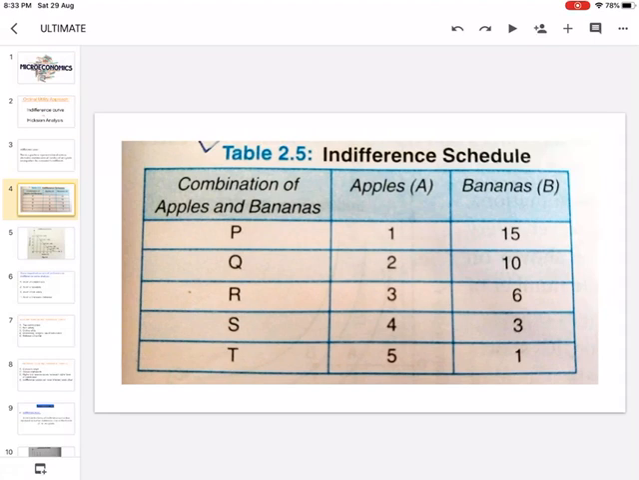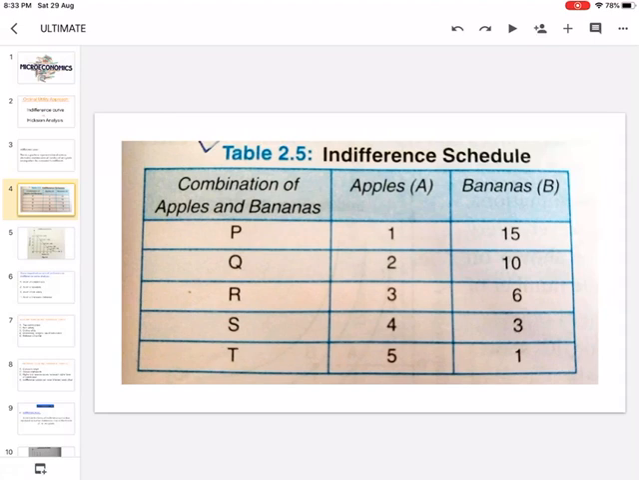So basically he couldn't be bothered whether he has a combination, say P as is given here, or Q or R or S or T, because ultimately in all of these combinations there are different quantities of two goods. Say in this example it is of apples and bananas. Quantities are different, but all of these different combinations give him equal satisfaction, and that is why we say that the consumer is indifferent, because the satisfaction that he is getting from each combination is the same.